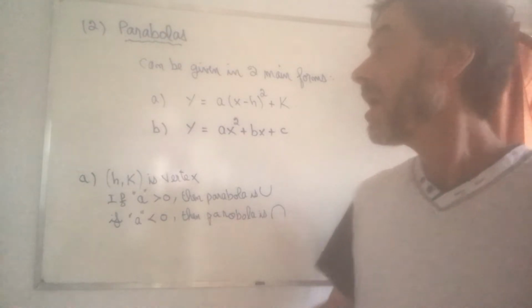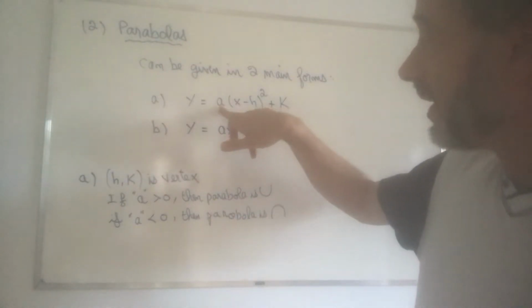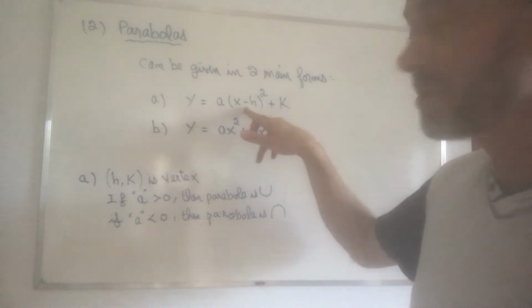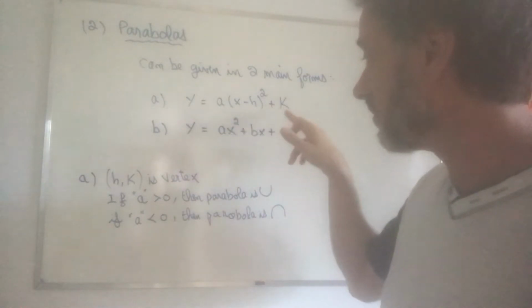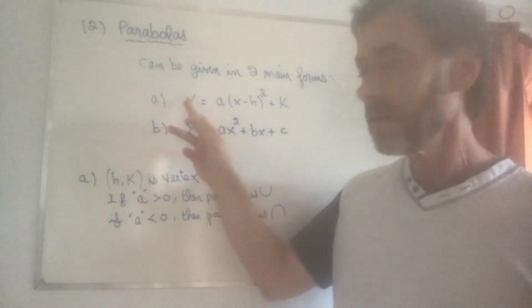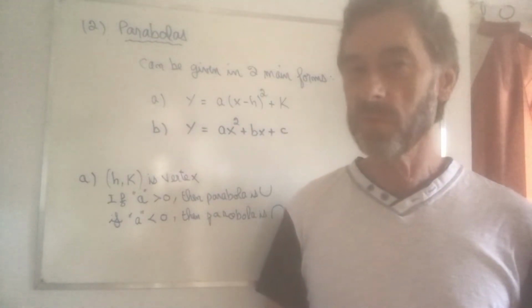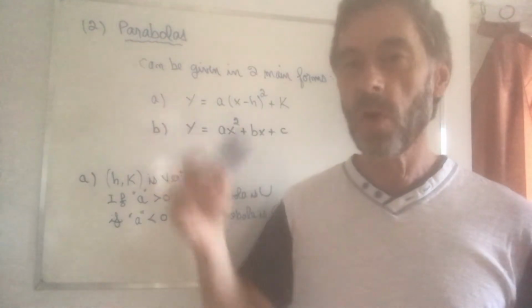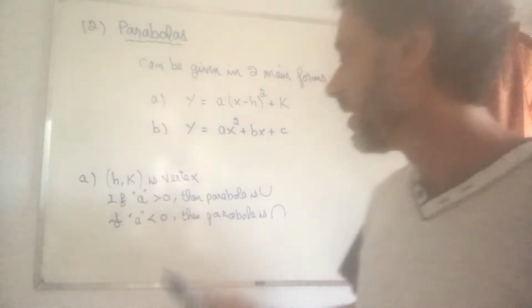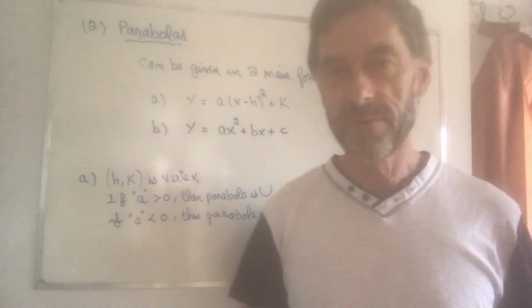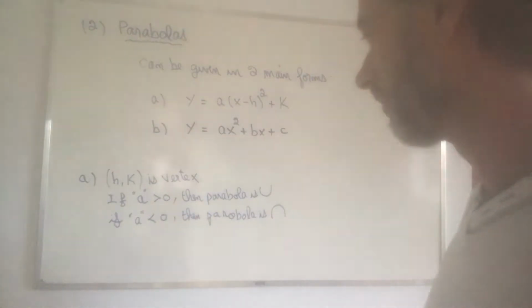Trick question. Because if a is 0, then 0 times the bracket will give me 0, and I'll have 0 plus k, which is k. So y equals k is not a parabola anymore. Y equals k is a horizontal line, right? So that's why I don't include the value a equal to 0 in here.